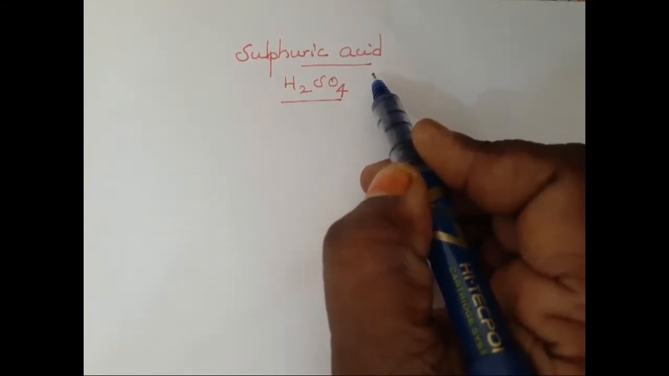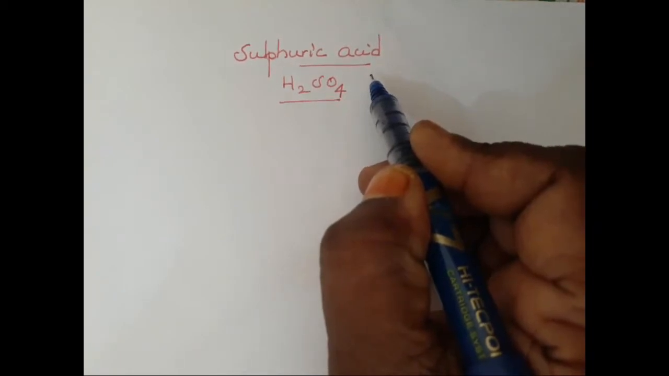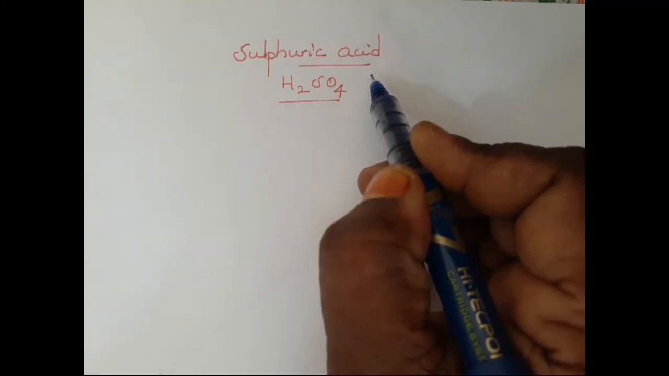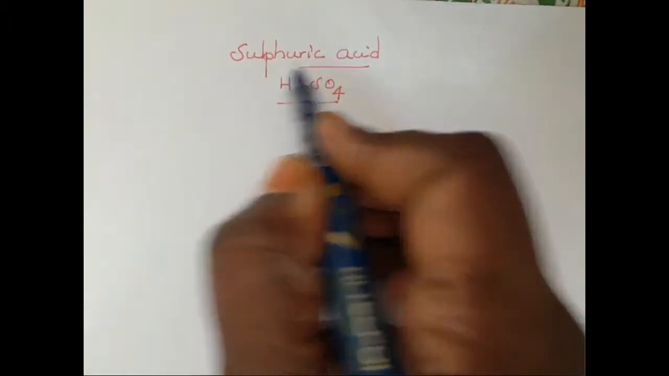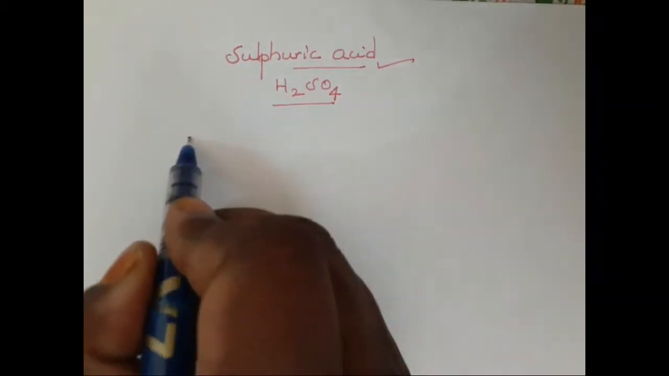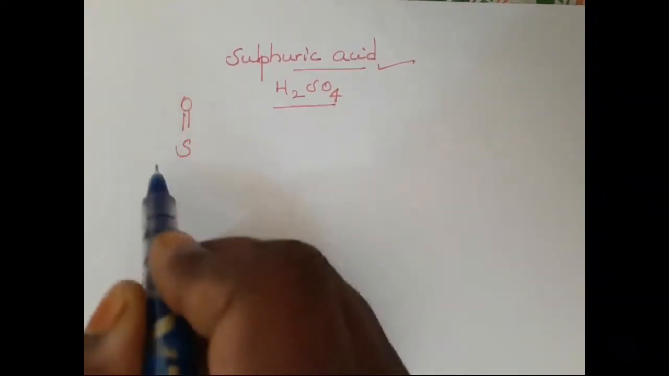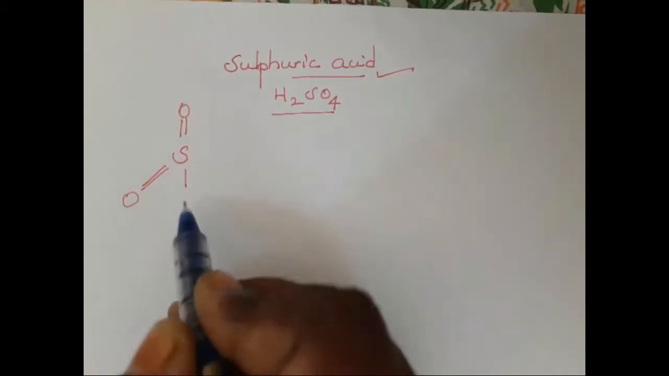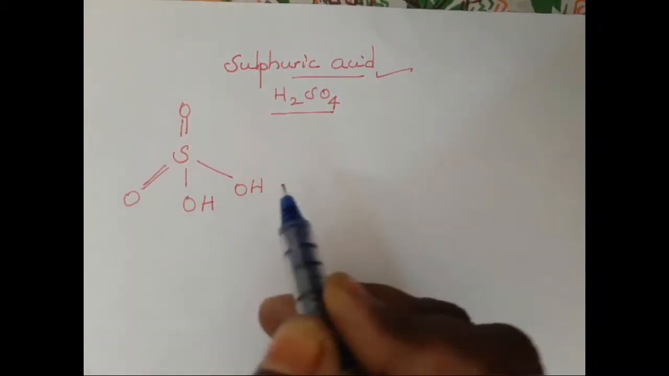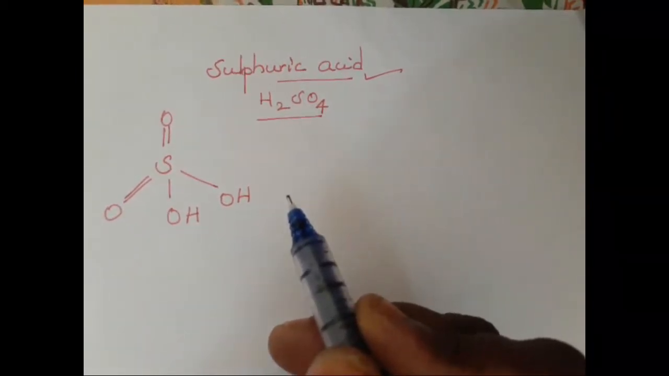Do you know? Because the industrial power of a country is estimated only using the amount of sulfuric acid used in the industries of those countries, right? So it is called the king of acids. Right, now let us see the structure of sulfuric acid. This is the structure of sulfuric acid.